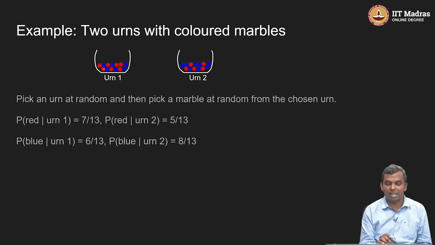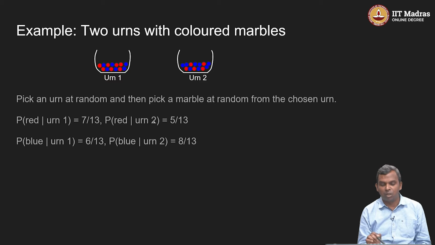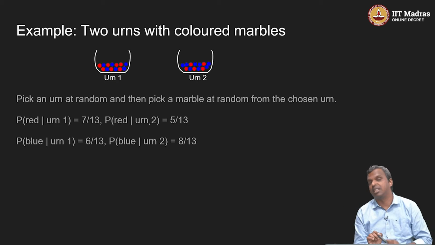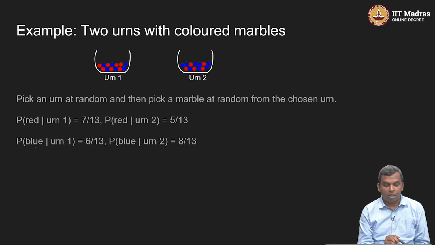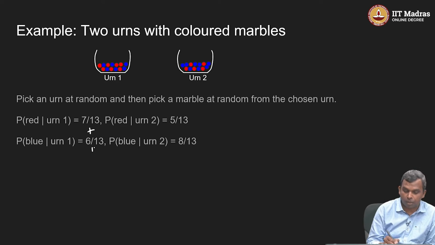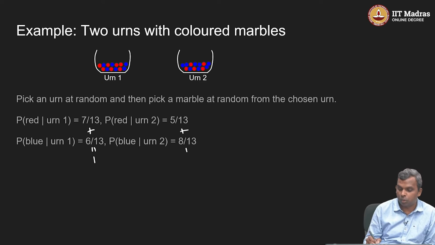It's enough if you write down the conditional sample space, and you can directly find the probability of red given urn 1. There are 7 red marbles here, total of 13 marbles. So, probability of red given urn 1 is 7 by 13. Probability of red given urn 2 is 5 by 13. Again, right? Notice how the conditioning is so natural to do. You move naturally to the conditional space, and the conditional space is very, very easily laid out for you. Okay. Probability of blue given urn 1 is 6 by 13. Probability of blue given urn 2 is 8 by 13. So, notice a curious thing, these two are adding to 1. These two are adding to 1.